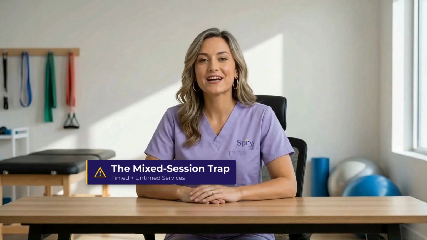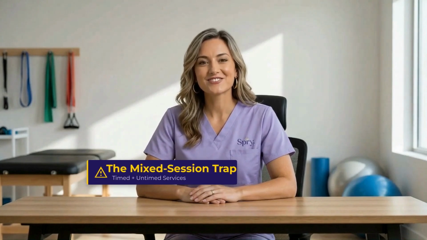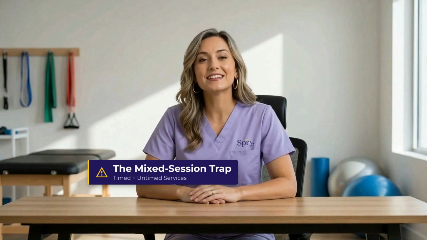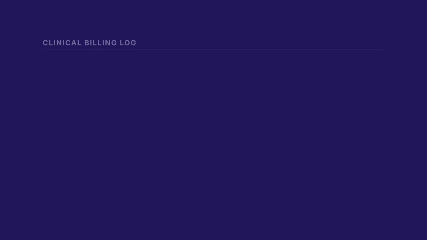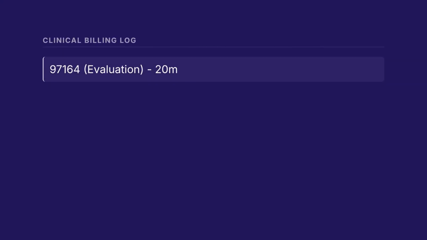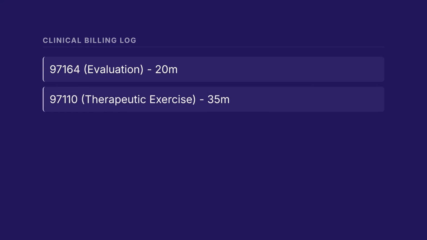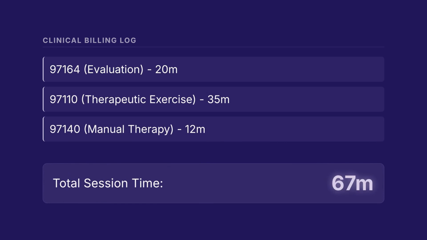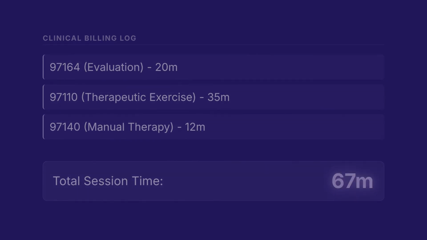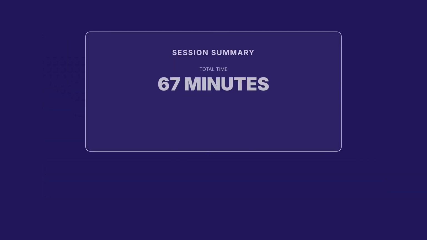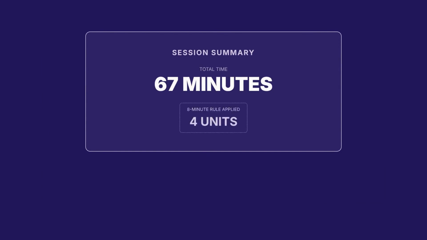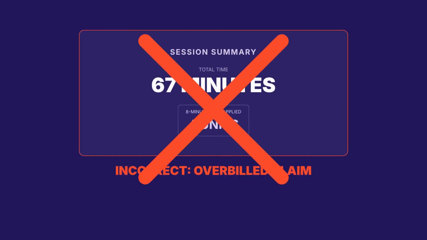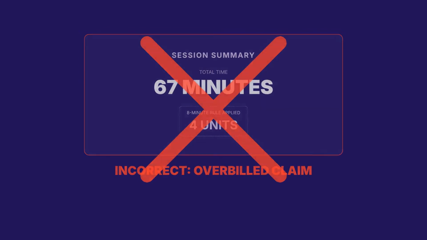Here is where most billing errors actually happen, in sessions that include both timed and untimed services. New scenario. A session includes a re-evaluation that takes 20 minutes, followed by 35 minutes of therapeutic exercise and 12 minutes of manual therapy. A billing staff member looks at the session and sees 67 total minutes. They run the 8-minute rule on all of it and get 4 units. That is wrong, and it creates an overbilled claim.